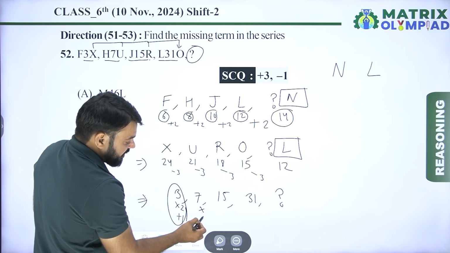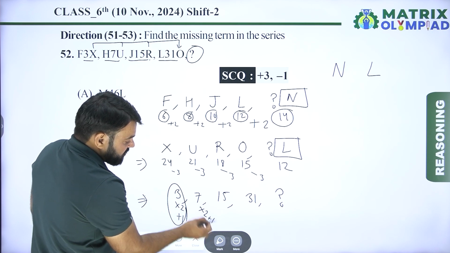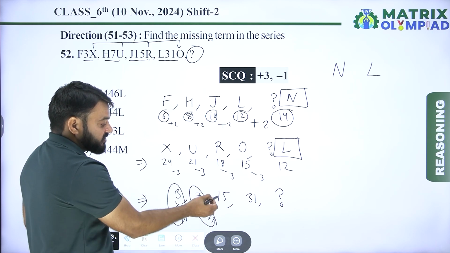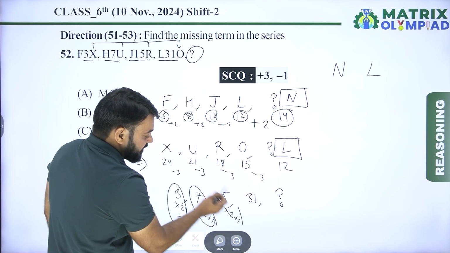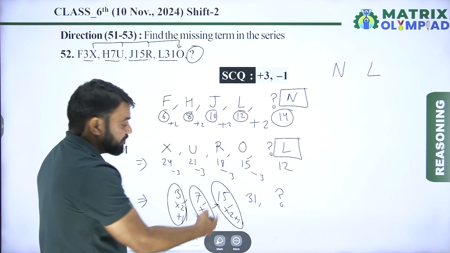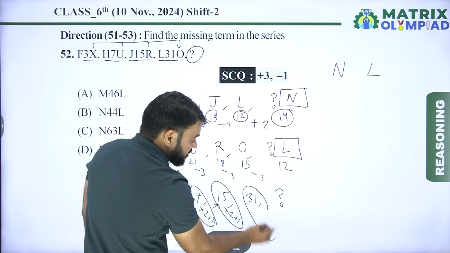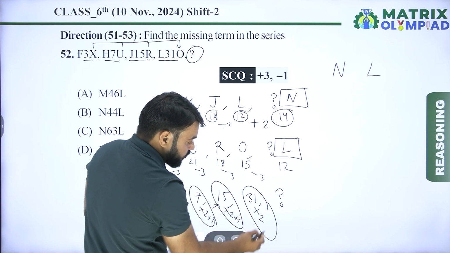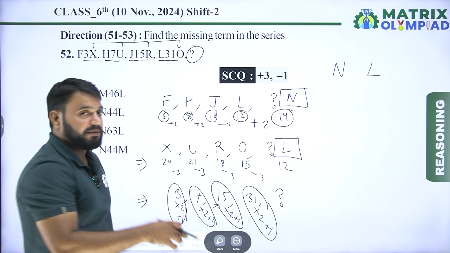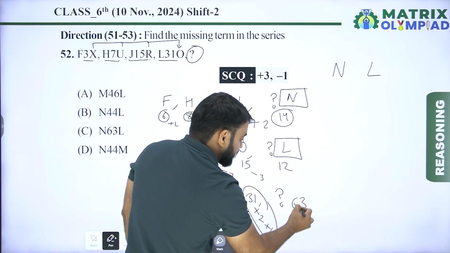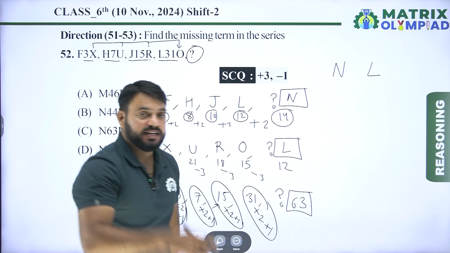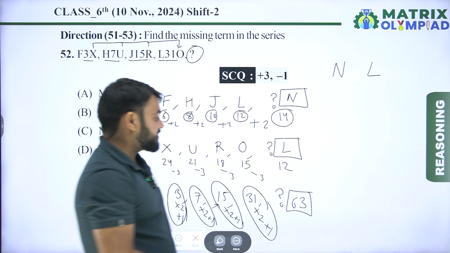Now 7 multiplied by 2 plus 1, 7 multiplied by 2 means 14, 14 plus 1 means 15. Now 15 multiplied by 2 plus 1, 15 multiplied by 2 means 30, 30 plus 1 means 31. Similarly, 31 multiplied by 2 plus 1, 31 multiplied by 2 means 62 plus 1, it means 63. So the next number, the missing number, is 63.